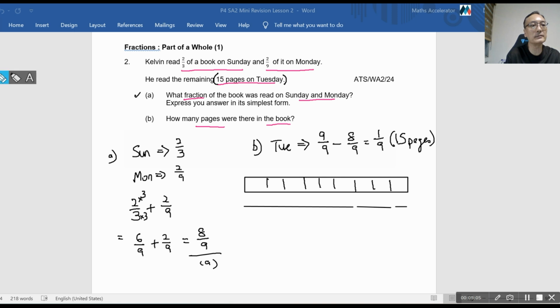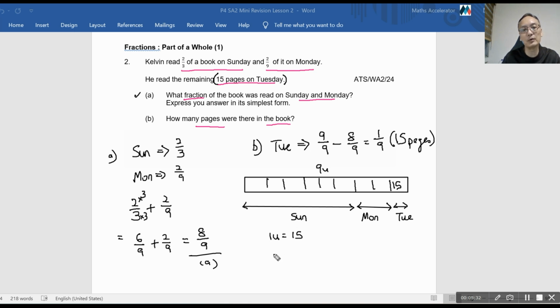Okay, give me a moment. This portion is on Sunday, this portion on Monday, and the last portion is Tuesday. And Tuesday we have 15 pages. As you can see, 1 unit is equal to 15. Let's write over here, 1 unit is 15. And we have a total of 9 units.